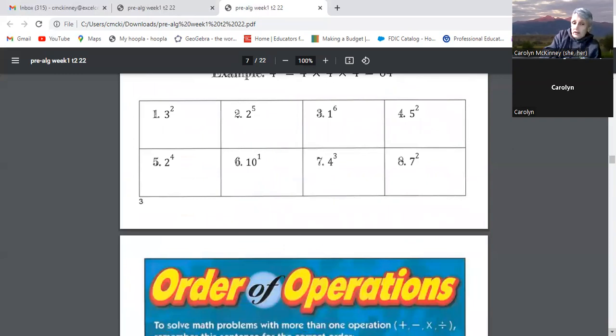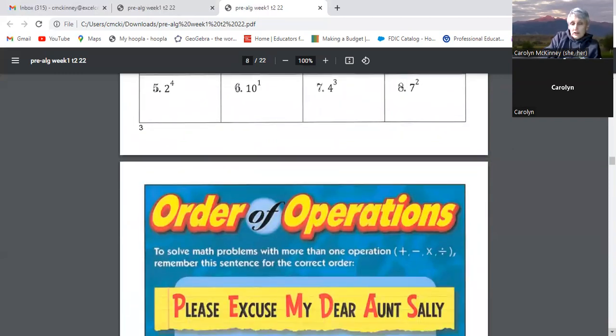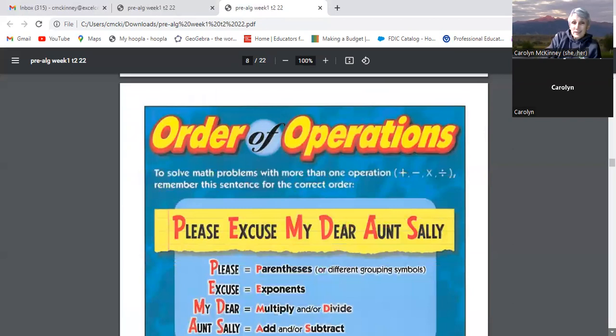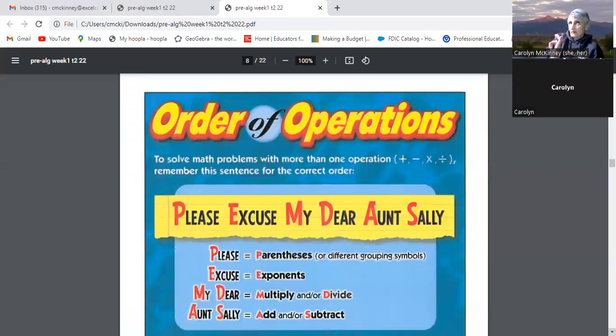And then we did some order of operations. You may have seen me go through some of this during orientation. I have a nice colorful page in your packet that reminds you of order of operations. And there's a little mnemonic device to help you remember. Please excuse my dear Aunt Sally. I want to point out that my dear describes her, and Aunt Sally is her name.